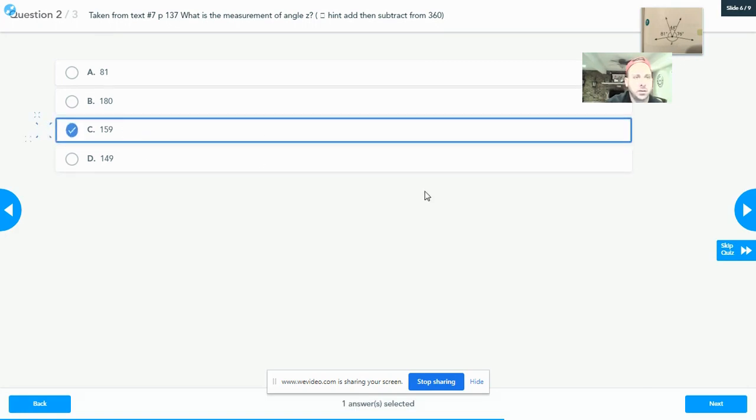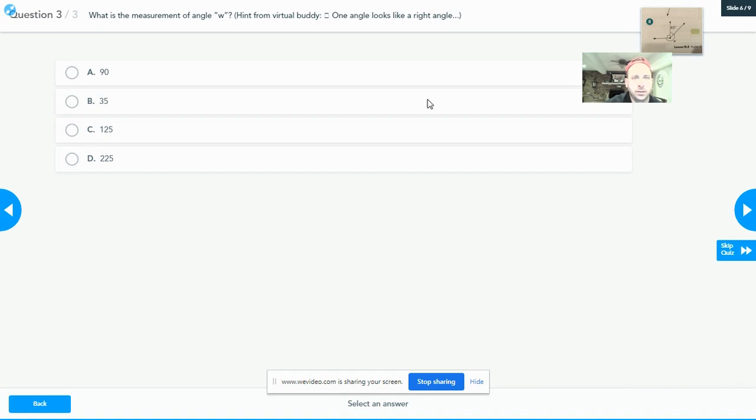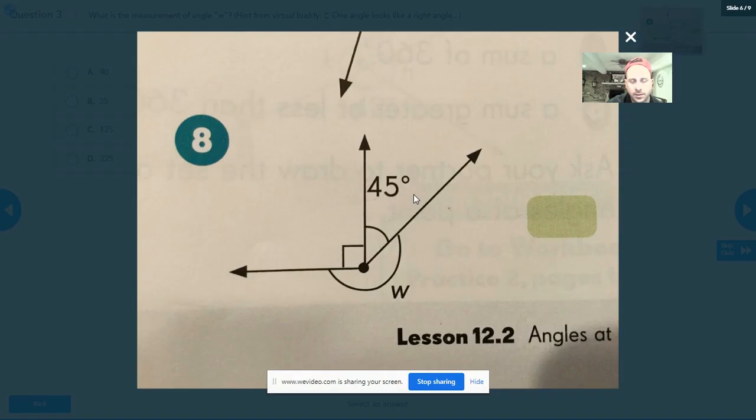The last question in your quiz here is, what is the measurement of angle W? A hint from your virtual buddy. One angle looks like a right angle. Let's take a better look at that. So you've got a 45, you've got a 90, and you've got this reflex angle, this exterior outside angle W. Again, the same logic, 360, 90, 45. How do those 3 numbers fit together like a puzzle?